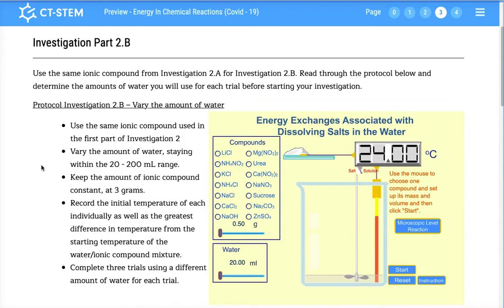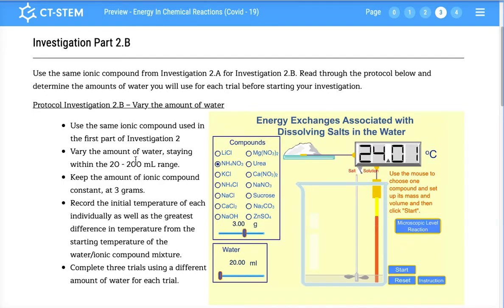Investigation 2, part 2b, we are asked to do things a little bit differently. We still want to use the same compound we used before, so I'm going to use ammonium nitrate again. But here we're going to vary the amount of water, and we're going to keep the amount of ionic compound at 3 grams. So I'm going to set that to 3 grams.